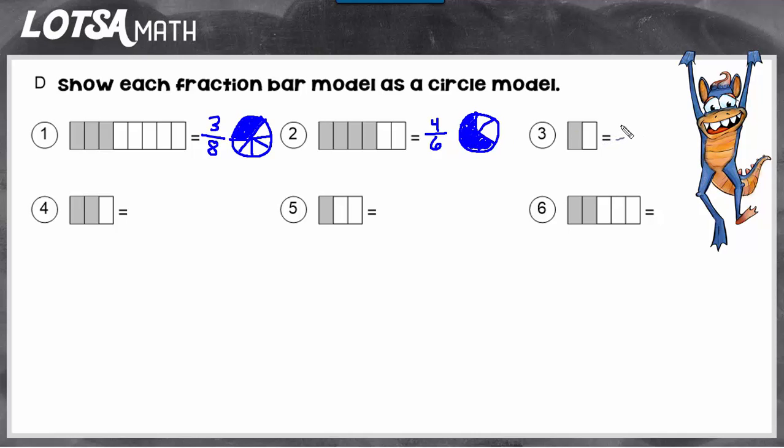All right, and let's do number 3. Here we have 1 out of 2. So this circle is only going to have 2 pieces, and one of them is colored. So you can see that half of it's colored.